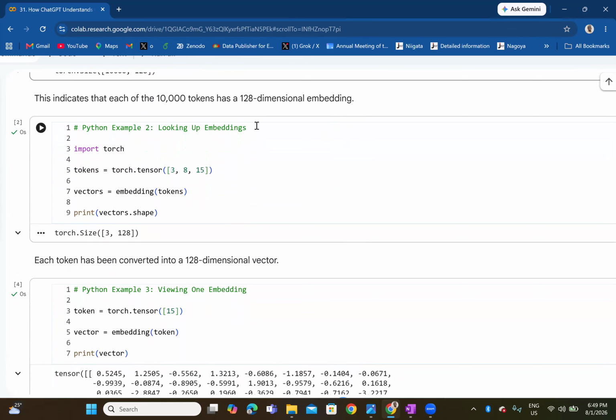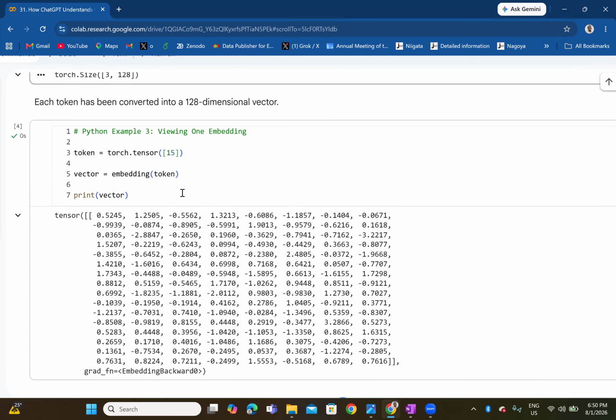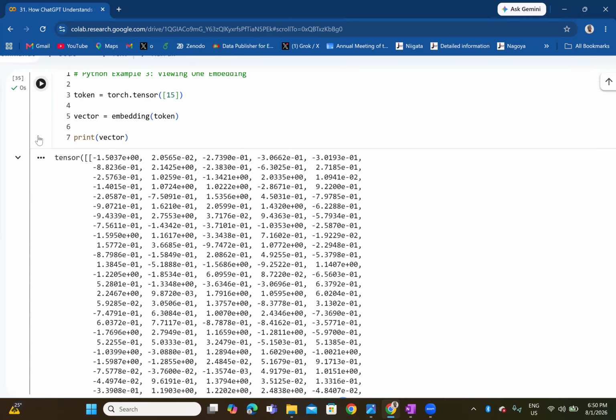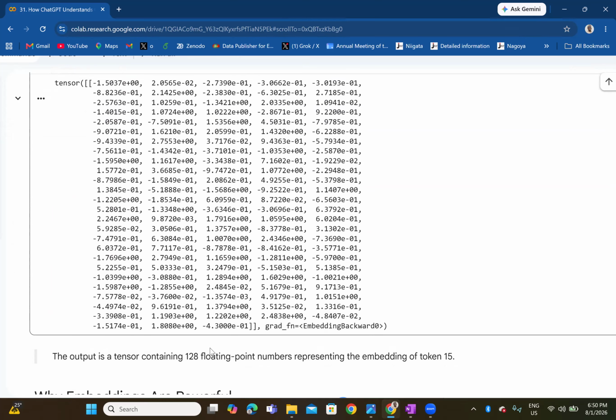Looking up the embeddings now: for tokens, you have torch.tensor of 3, 8, 15. The vector embedding of the tokens has shape 3 by 128. So each token has been converted into a 128 dimensional vector. If you do this now, token is torch.tensor 15, vector is embedding of token, and print the vector, and you have this kind of array here. The output is a tensor containing 128 floating point numbers representing the embedding of token 15. So that's the embedding of token 15.